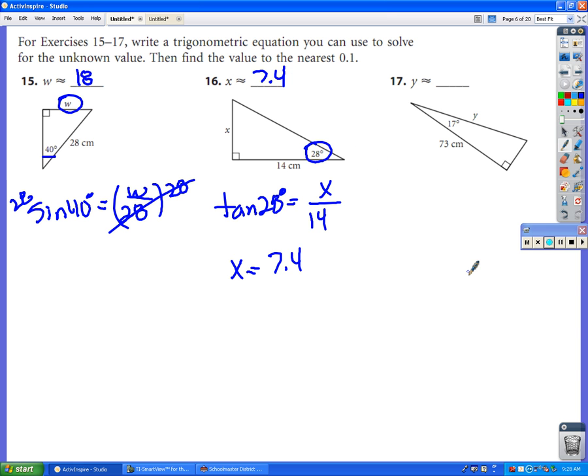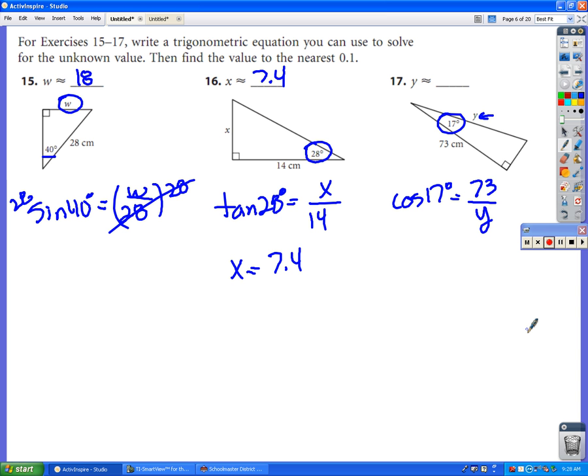And then finally, number 17, I have that 17-degree angle right there. What are the two sides that I know or want to know for that one? I know the hypotenuse and I want to find the opposite. So I'm going to use cosine of 17 degrees is equal to the adjacent side, which is 73, divided by the hypotenuse, which is y.